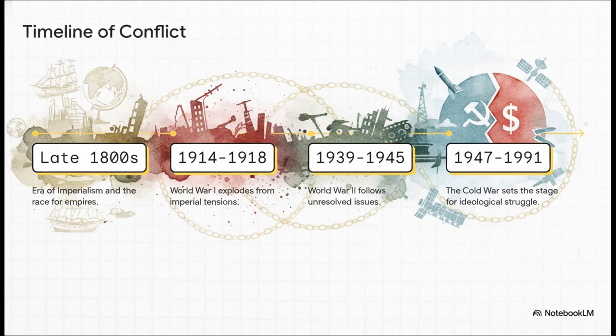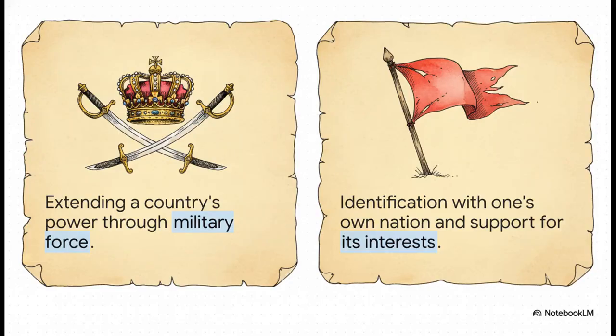Then, all those unresolved issues and bitter resentments pave the way for World War II just 2 decades later. And the fallout from that global devastation immediately sets the stage for the intense ideological struggle of the Cold War from 1947 all the way to 1991. It is just one continuous, thrilling chain of cause and effect. But hey, before you can solve the case, you've got to understand the motives, right?